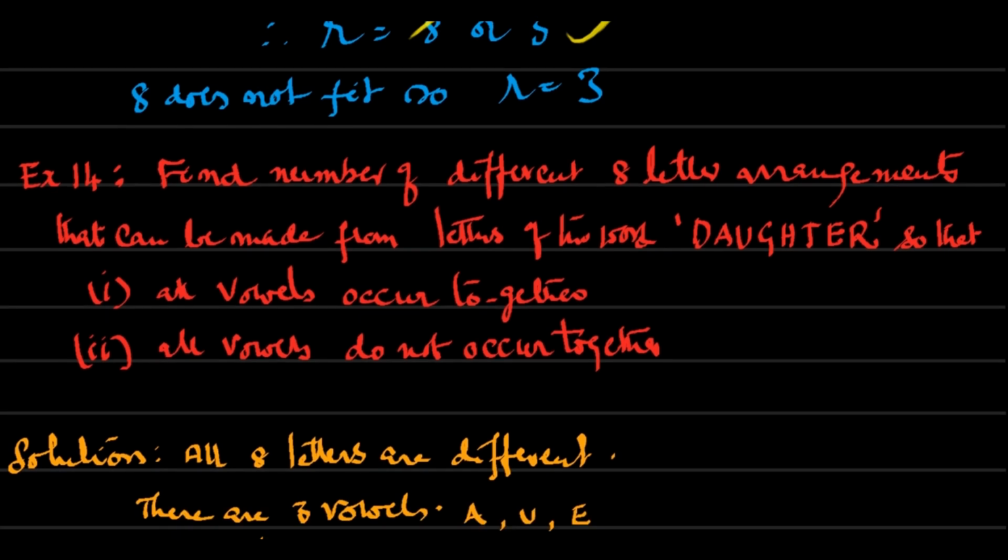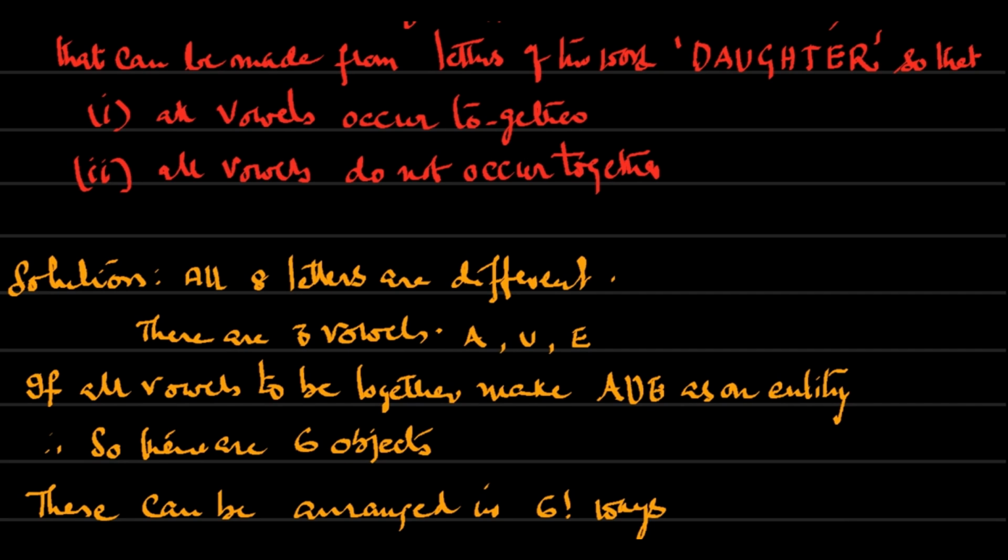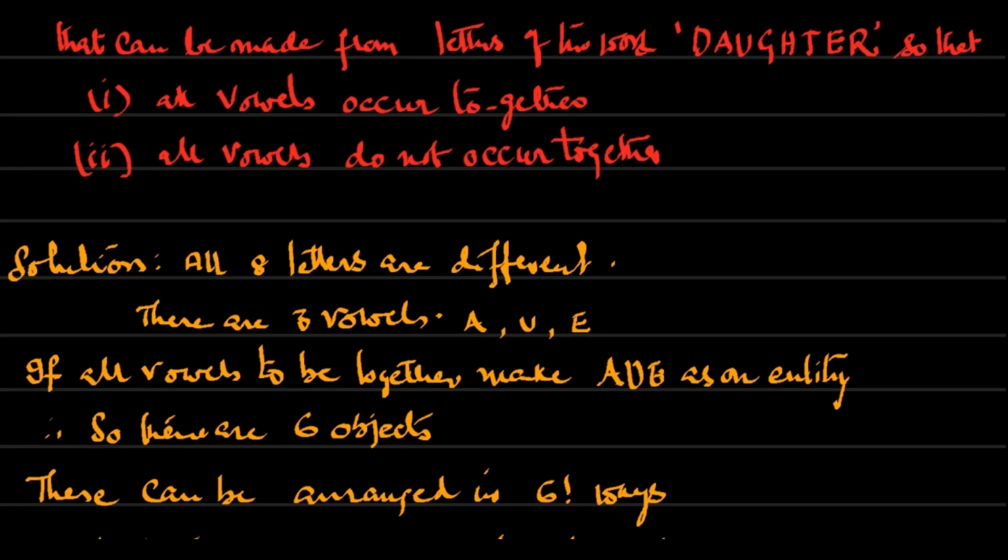Example 14. Find the number of different 8-letter arrangements that can be made from the letters of the word DAUGHTER so that all vowels occur together. All vowels should occur together means make all vowels into a single entity. A, U, E, these are the vowels. Put a sign like this, a star. This means A, U, E. So how many things? 6 objects will be there, including this. We are removing 3 vowels from 8 things, 5 things plus this star. What is this star? This is the single entity of all these things.